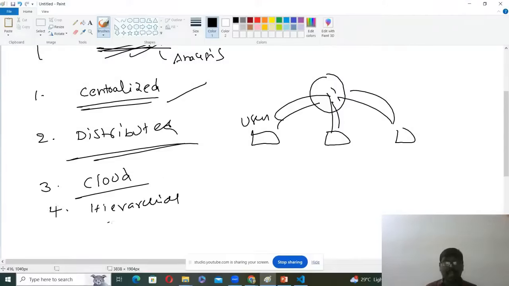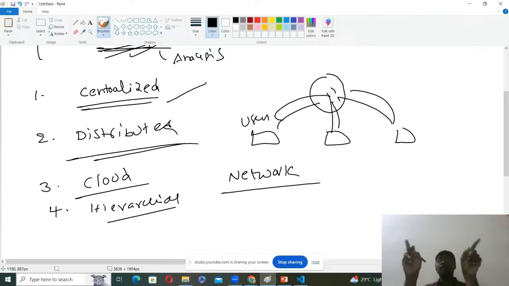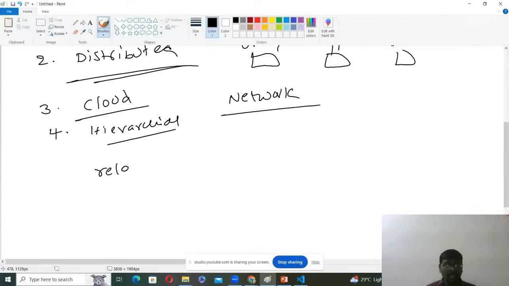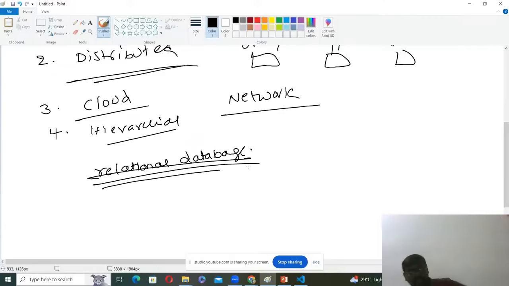Hierarchical database. Hierarchical in the sense tree format, parent, child, child. Network database is in the form of graphs, connected to multiple things. So one person is connected to another, another is connected to this one, some linked format is there. Now relational database, everyone coming to this one, relational database.